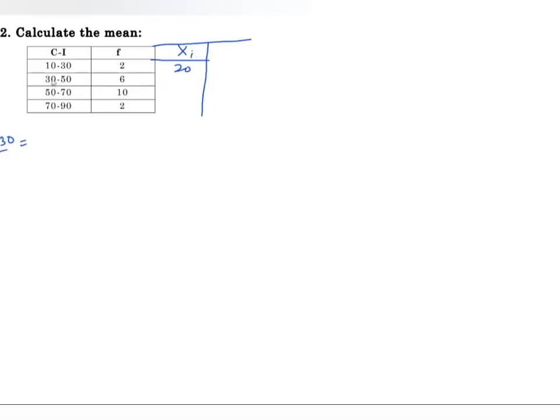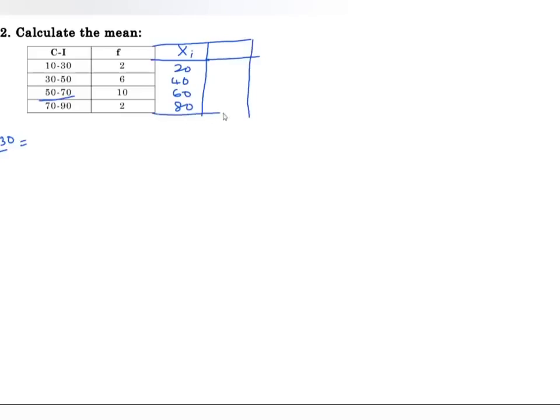The same way, 30 plus 50 is what? 30 plus 50 is 80. 80 by 2 is 40. Next, 50 plus 70 is 120, by 2 is 60. 70 plus 90 is 160, by 2 is 80. Now what is the next step?